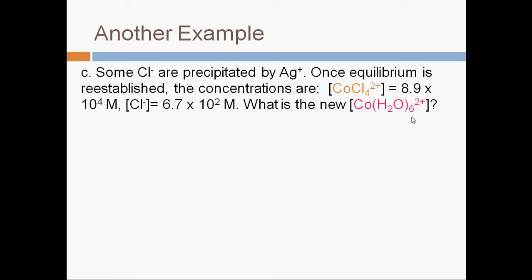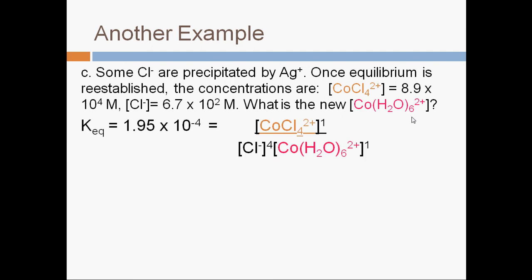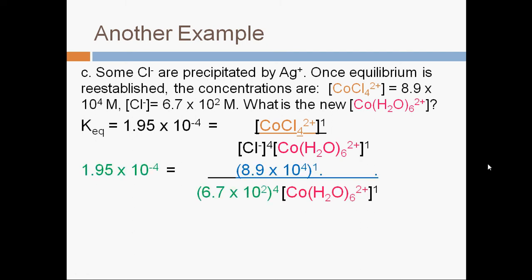To do that, again, we're just going to plug everything in. We know the value of the equilibrium constant, so we can set that equal to that whole mess that we came up with on the previous slide. And then plug in all the concentrations that we know, so that ultimately we're going to be able to just solve for the one missing concentration.